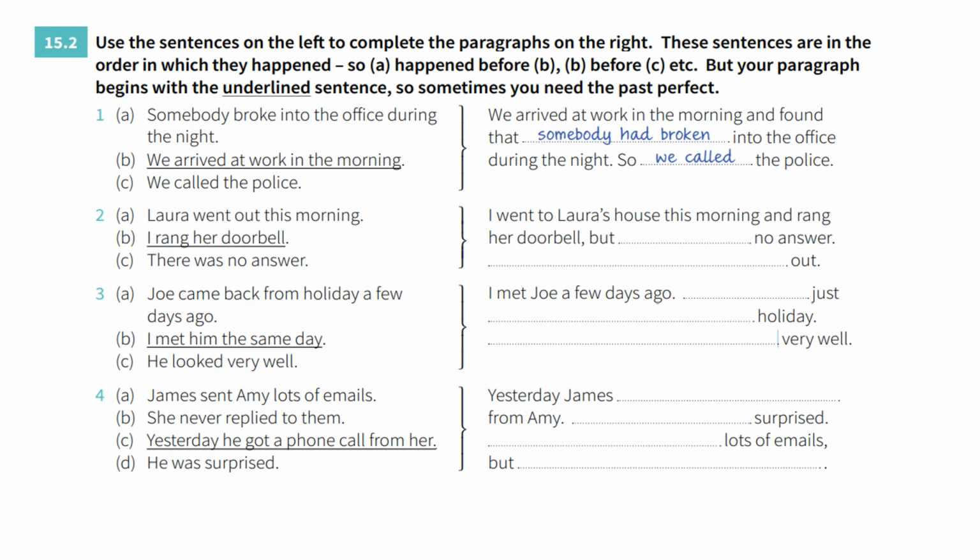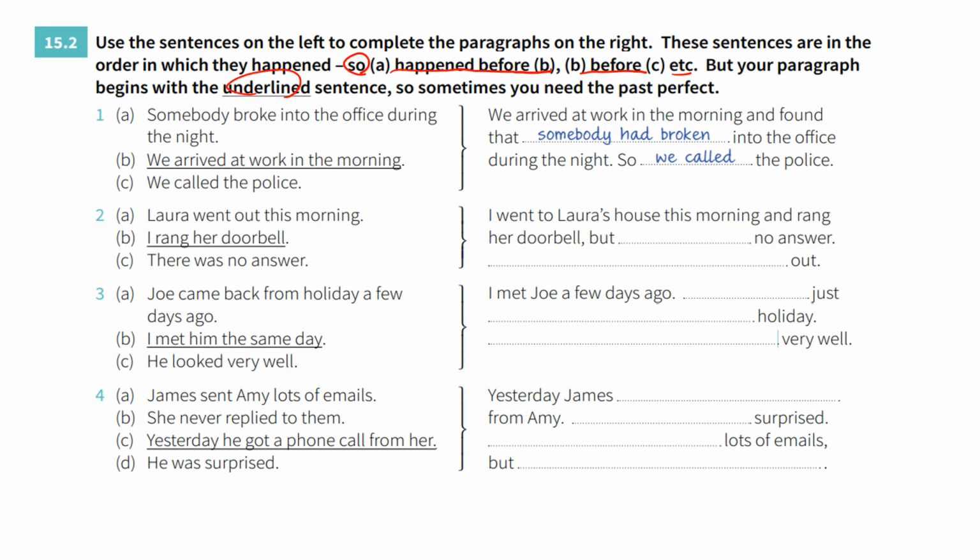Now, use the sentences on the left to complete the paragraphs on the right. These sentences are in the order in which they happened. So, A happened before B, B before C, etc. But your paragraph begins with the underlined sentence, so sometimes you need the past perfect.